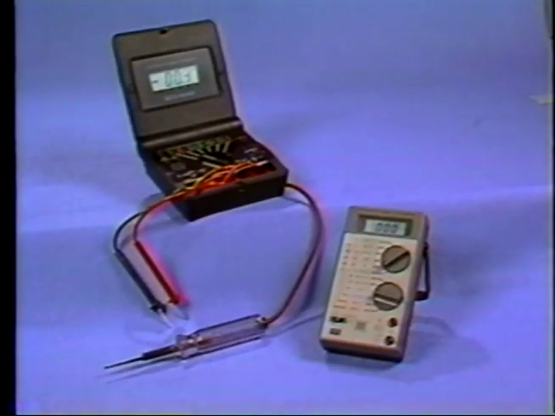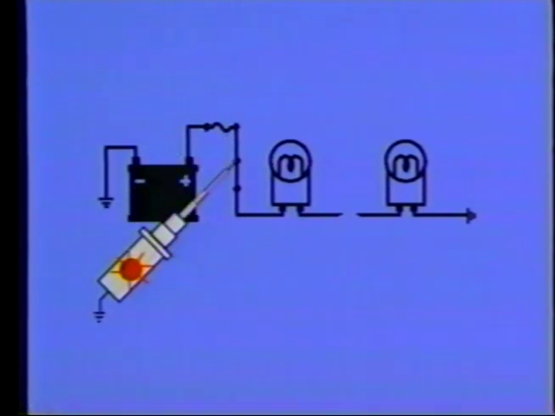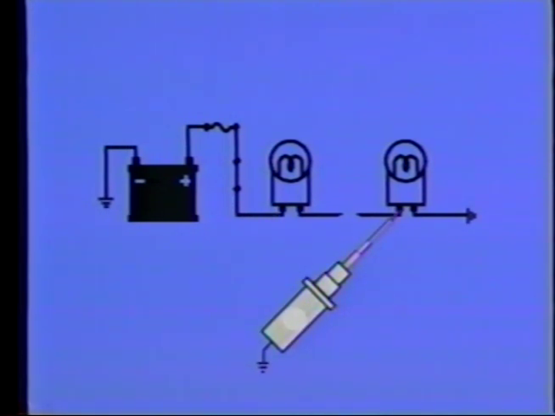If a circuit has an open, such as a broken wire, defective switch, or a blown fuse, we can locate the problem area using a test light, an ohm meter, or a voltmeter. With the test light, we can check for the presence of continuity. We're actually testing for available voltage. In an incomplete circuit, if there's continuity from the positive side of the battery to any point in the circuit, when probed, the test light will light. On the other side of the break, the test light does not light.